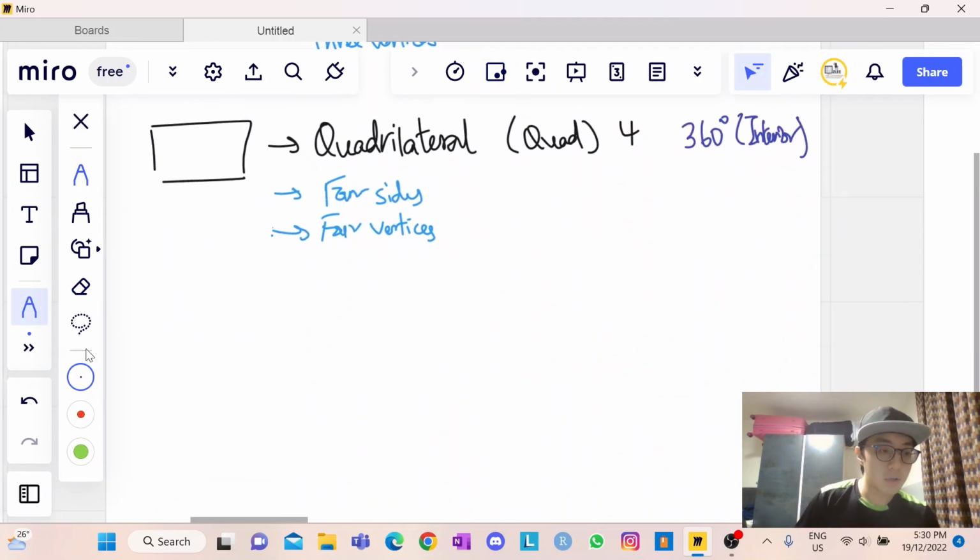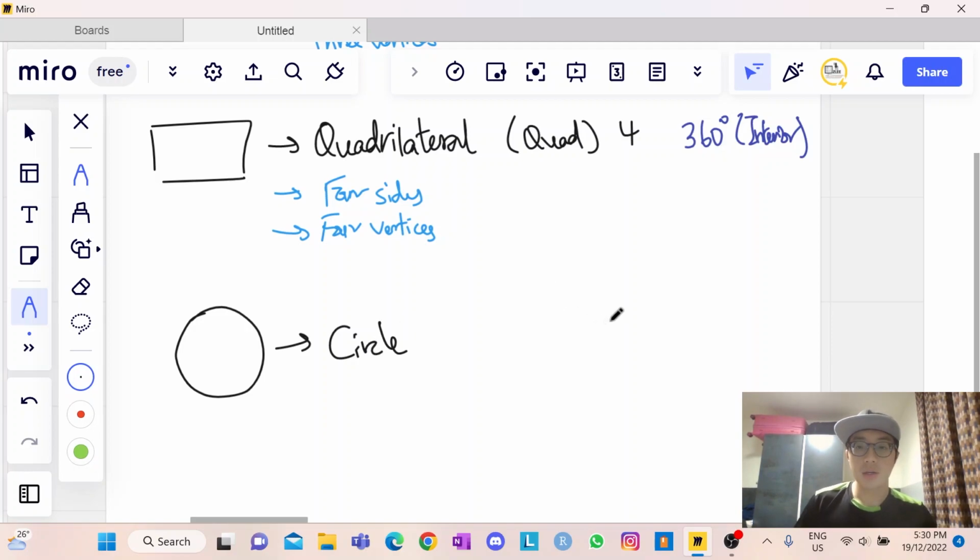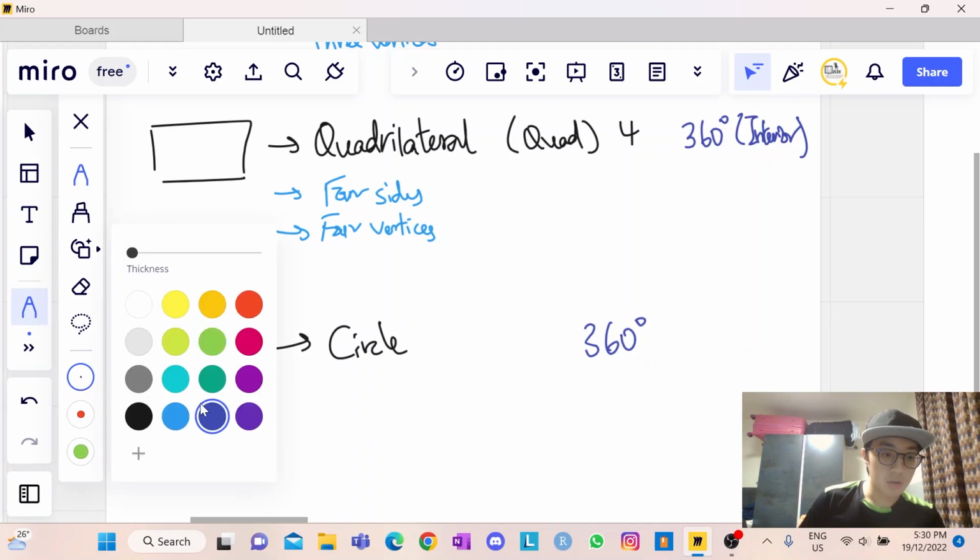Okay, number three here is a circle. All right, it's pretty much a perfect circle, isn't it? Circle. Okay, a circle also has, in fact, 360 degrees in the angles inside. You might have seen a meme saying that a square is a circle because they have the same 360 degrees of interior angles. However, this is not the case because visually it's different and mathematically it's different too. All right, so a circle has infinite sides and infinite vertices.